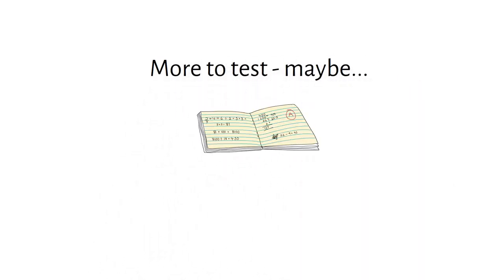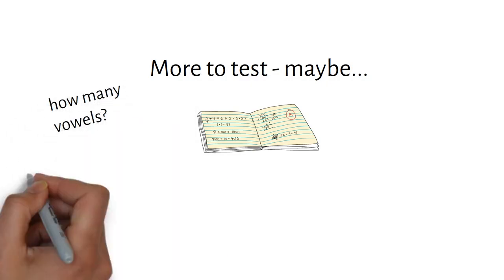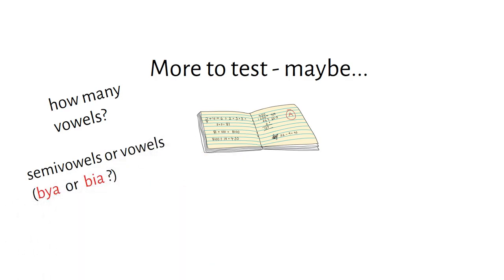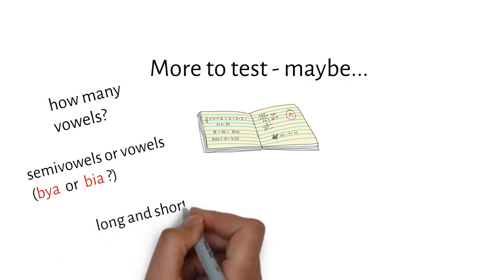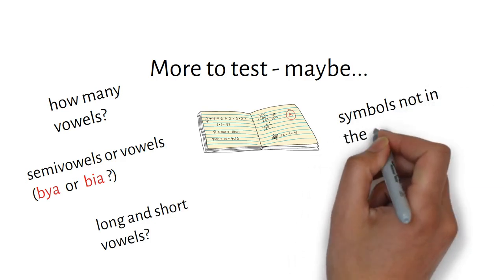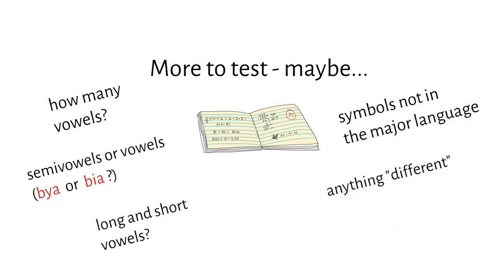We also want to make sure that we have good decisions about vowels. How many are there? What about using semivowels rather than diphthongs? How do we write bia? If the language has short and long vowels, how do we write these? And what about other different symbols? Anything different from what people already know. Also, if you have different dialects, you need to test to make sure all dialects can use the orthography.